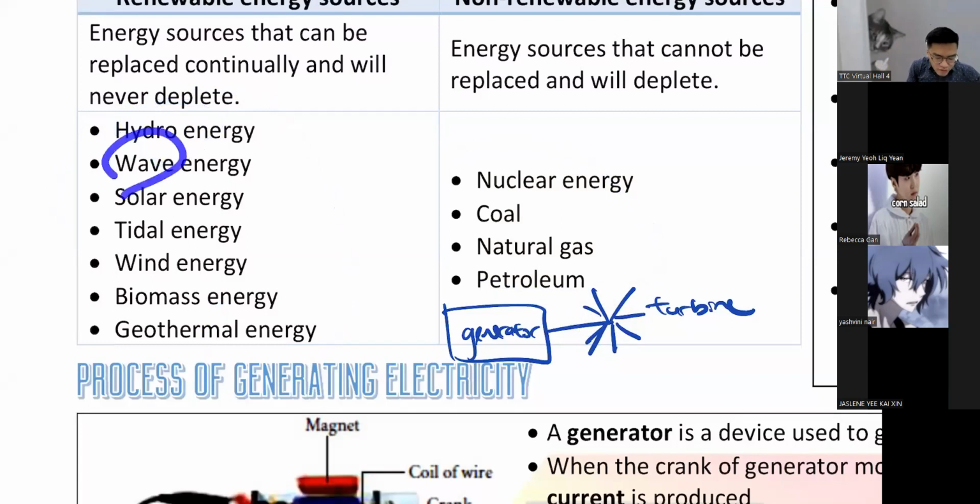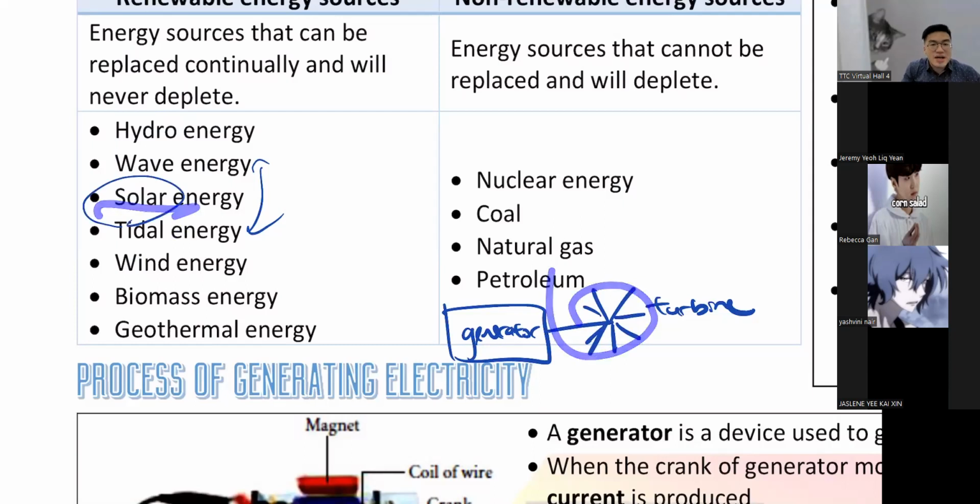You can use wave or tidal. One is ombak, one is pasang surut. This one is by using seawater. When seawater comes up and down, it can turn the turbine. We don't use this. France, they use this. France, they use tidal.